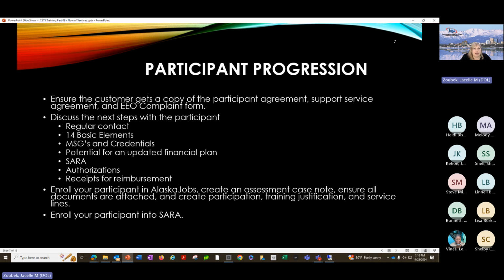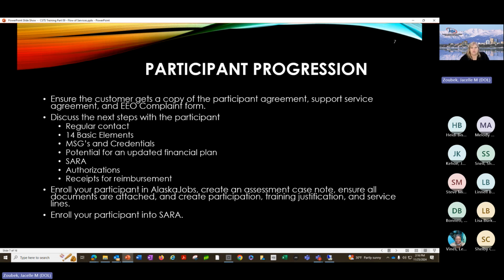They want us to be having monthly contact, whether we're reaching out to them or the customers are reaching out to us. But you will find that you have some customers that you need to be in closer contact with, depending on what kind of obstacles they're dealing with, or what kind of support system they have at home, or if they're homeless, what their support system may be.